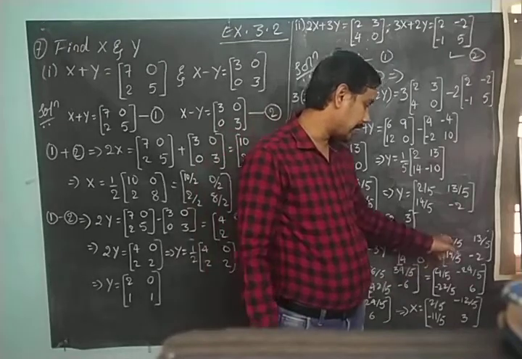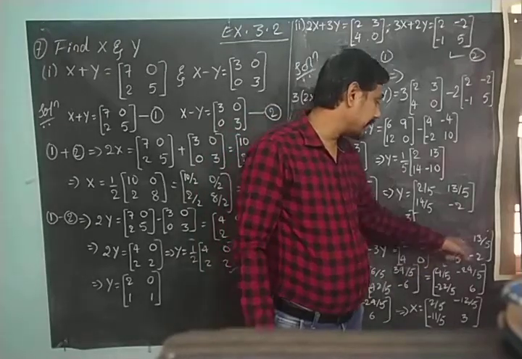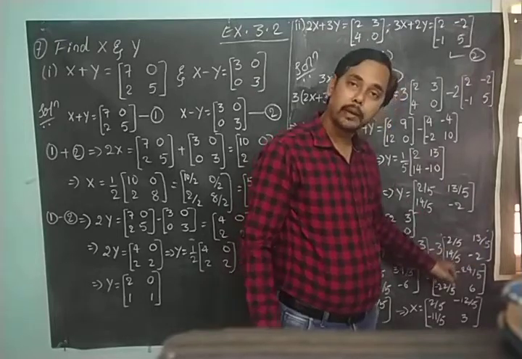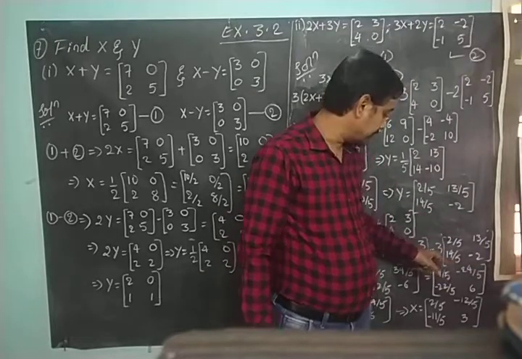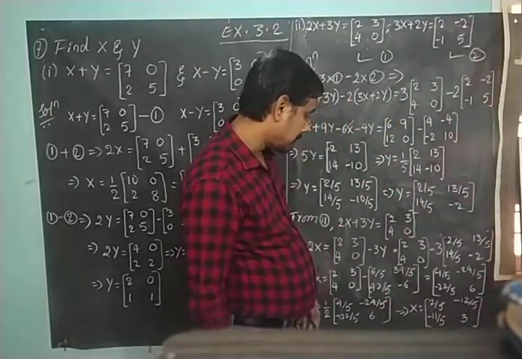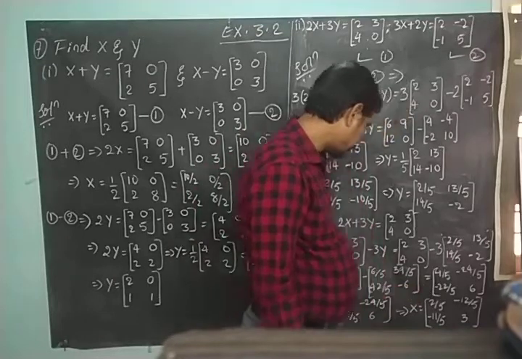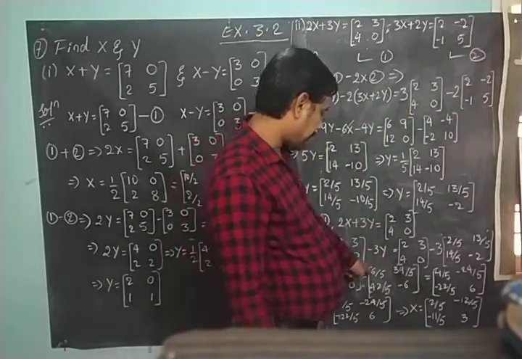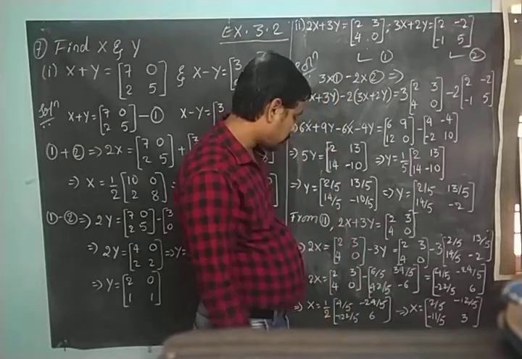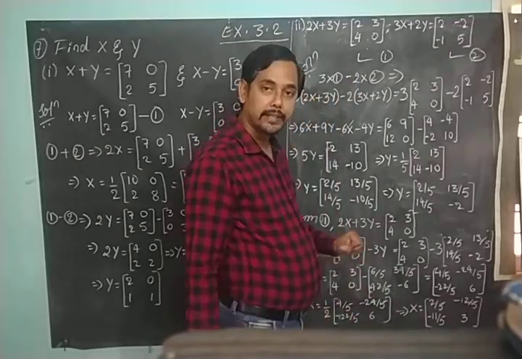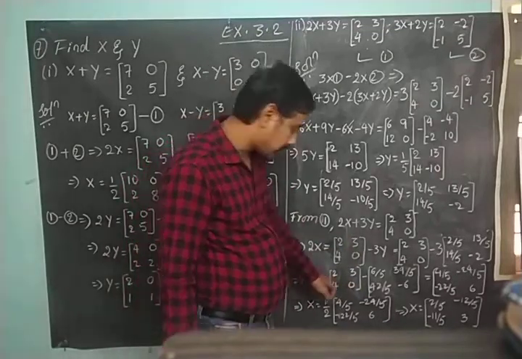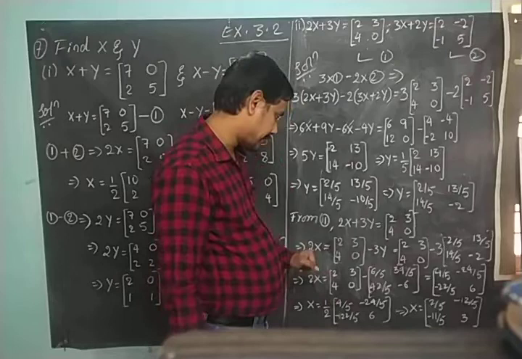When 3 gets multiplied with 2 by 5, it becomes 6 by 5. When 3 multiplies with 13 by 5, it becomes 39 by 5. When 3 is multiplied by 14 by 5, it becomes 42 by 5. When 3 is multiplied to minus 2, it becomes minus 6. So what is the value we will get here? 6 by 5, 39 by 5, 42 by 5, minus 6. So now we have two matrices and we should take the difference. If we take the difference, we will get 2x, because 2x is the difference of these two matrices.